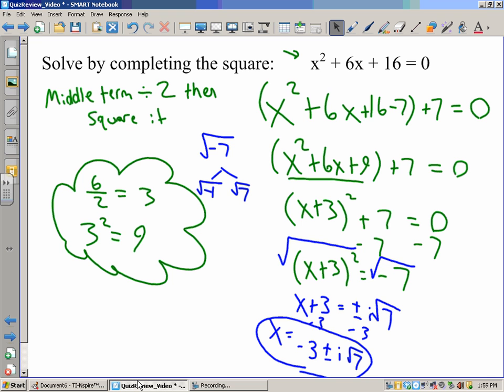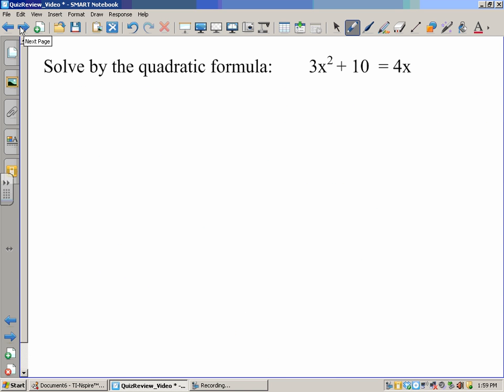But you guys are in Math 3 now, Honors Math 3, so you have to be able to find the imaginary solutions, as we did here, by either completing the square, or the other option, the quadratic formula. So let's look at this one. If I subtract 4x from both sides, because I always want to have 0 on one side, I have 3x squared minus 4x plus 10 equals 0.